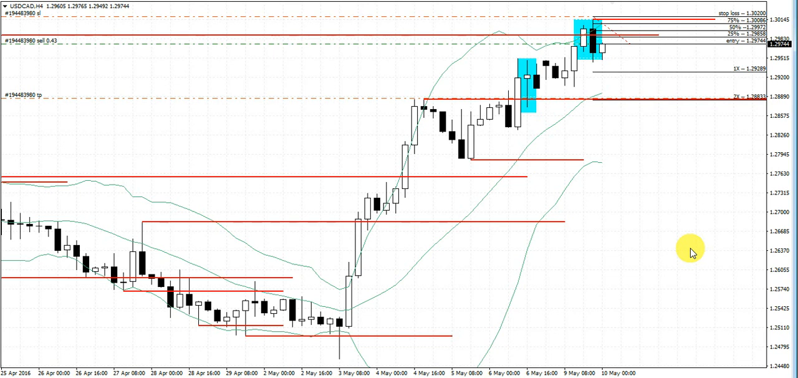Hello and welcome everyone. Today is Monday, May 9th, 2016, and we're looking at the US CAD on the 4-hour time frame. I've opened a sell order following the stop hit pattern that formed right here.